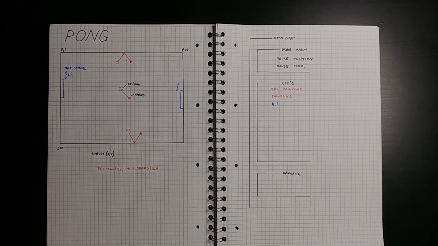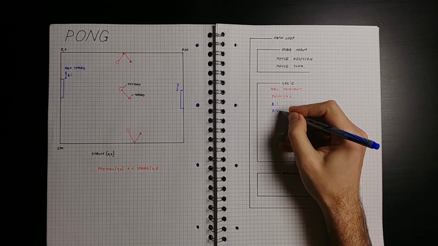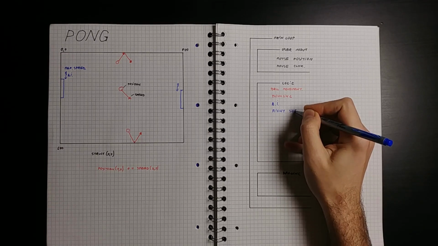The right side player should be simple. We just take the mouse Y position and set the player's Y position to that.